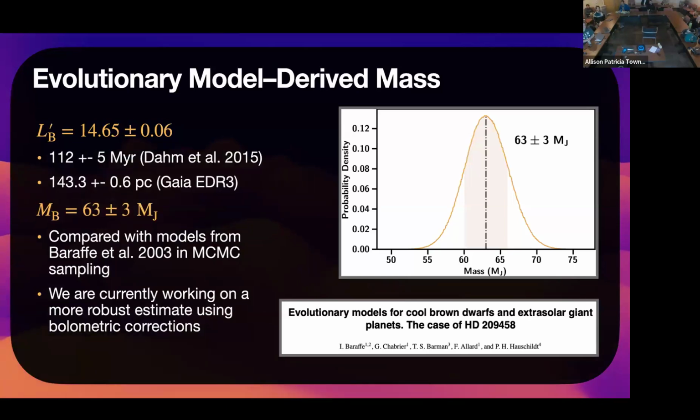Jupiter masses. So that's right at the upper range of brown dwarfs being substellar, the hydrogen burning limit being somewhere around 72 Jupiter masses. And currently we're working on estimating this mass more robustly from a bolometric magnitude instead of just from the L prime photometry, which would be more susceptible to model dependent differences in evolution.